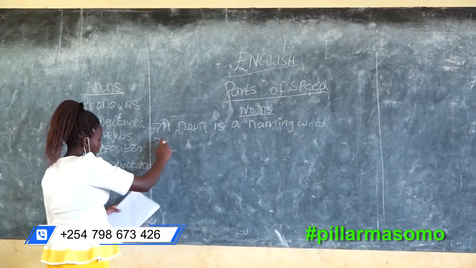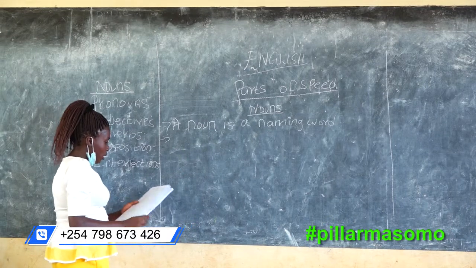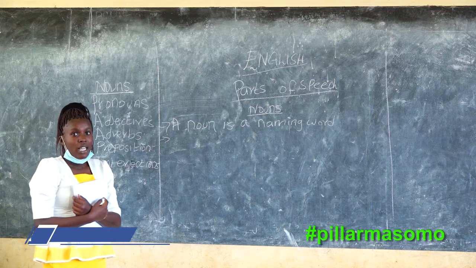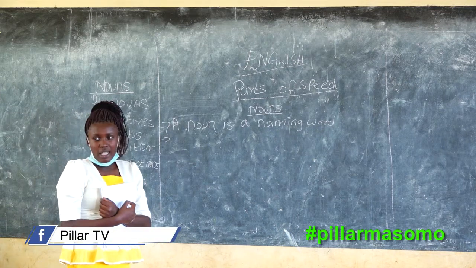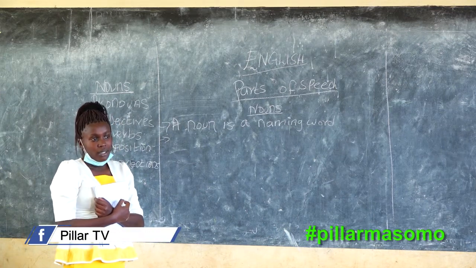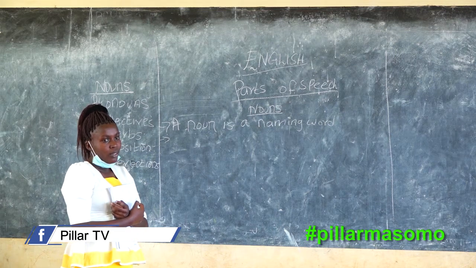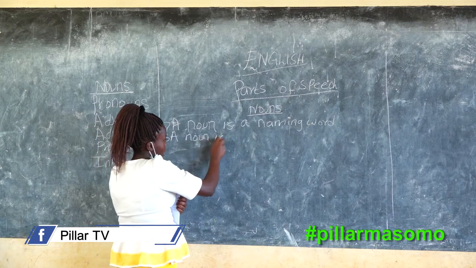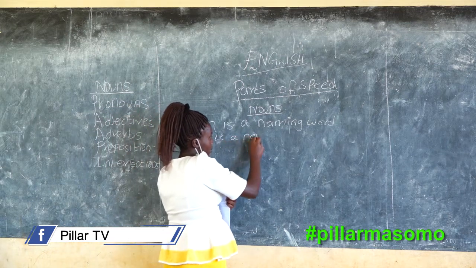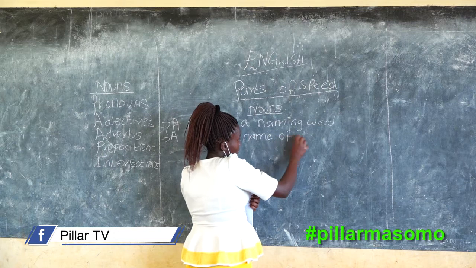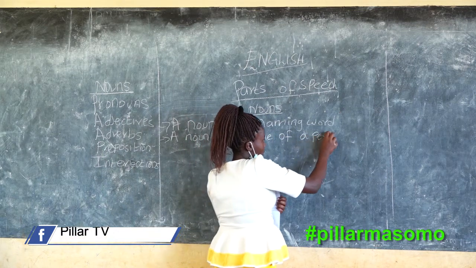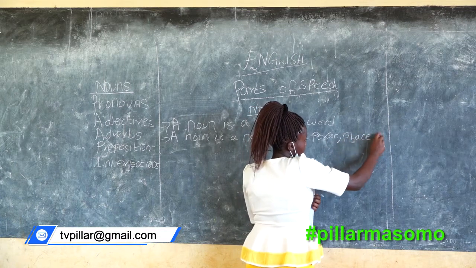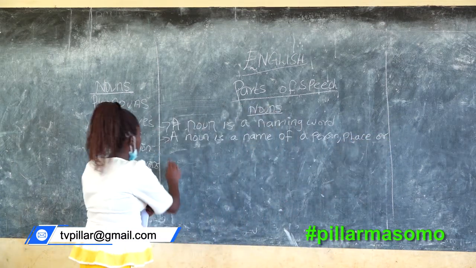A noun is used as the name of a person, place, or a thing. A noun is a name of a person, place, or a thing.